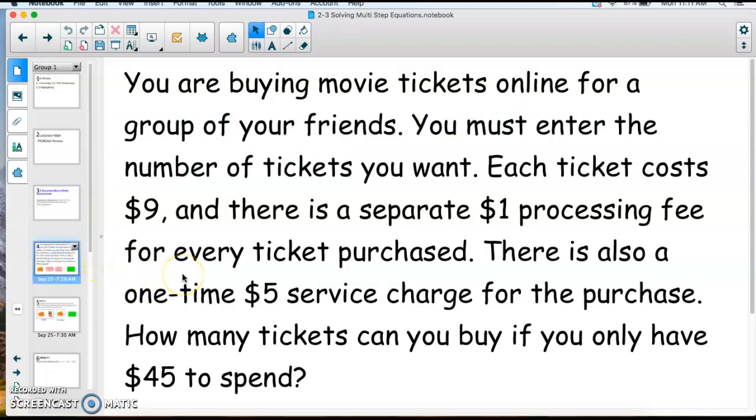So, rather long word problem, but hang with me here. You're buying movie tickets online for a group of your friends. You must enter the number of tickets you want. Each ticket costs $9, and then there's a separate $1 processing fee for every ticket that you purchase. There's also a one-time $5 service charge for the entire purchase, not per ticket, just $5 tacked onto the purchase. So how many tickets can you buy if you only have $45 to spend?